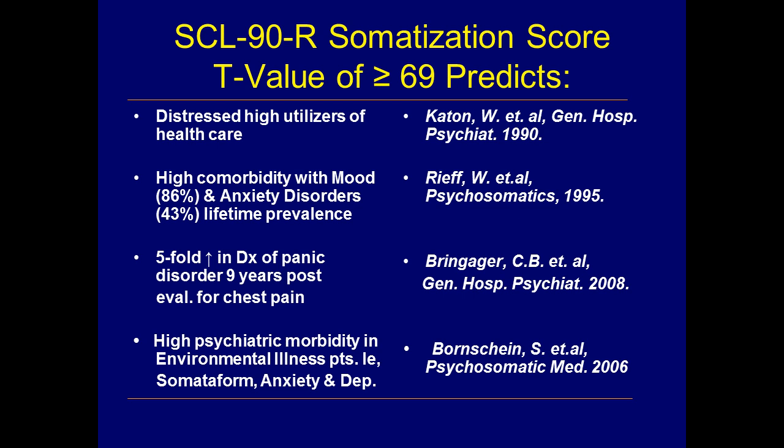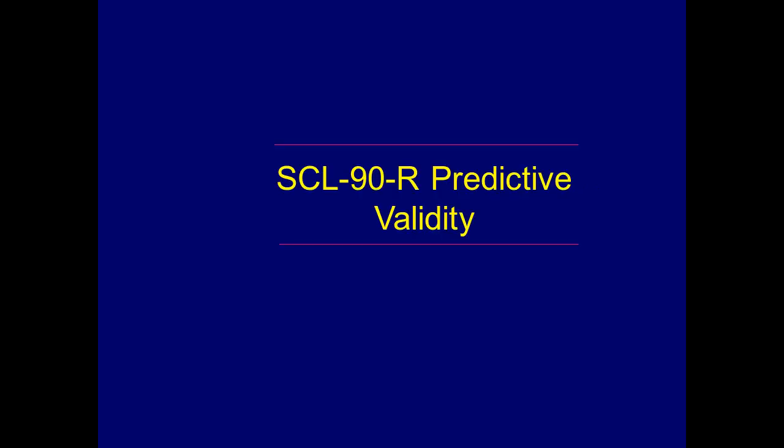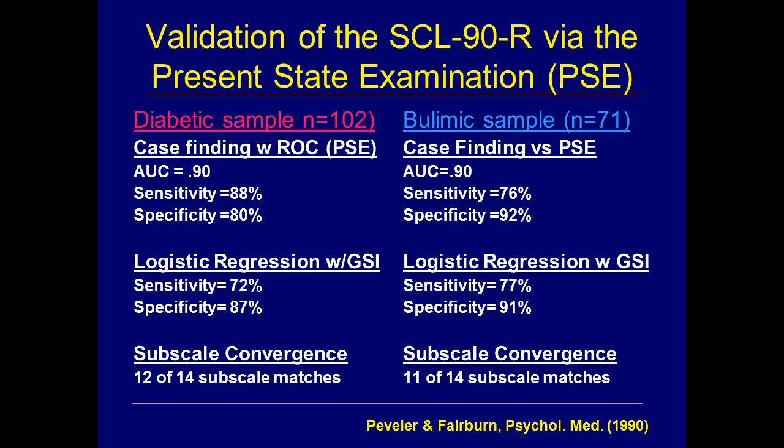Now, predictive validity is something that basically is instrumental in measurement. If we can't predict to criteria, then we're not doing much good. This is one of my favorite studies. It's a British study. It's 30 years old, but still, I really love it because it demonstrates how sensitive these brief instruments can be. Pevlier and Fairburn had 2 samples, a diabetic sample, which they call the medical sample, and a bulimic sample, which was psychiatric.